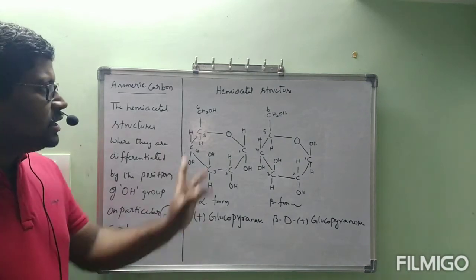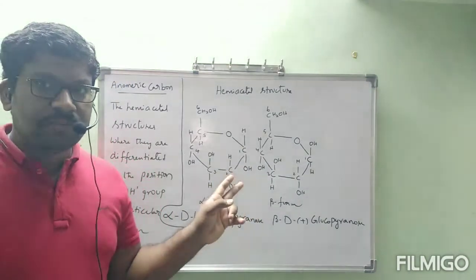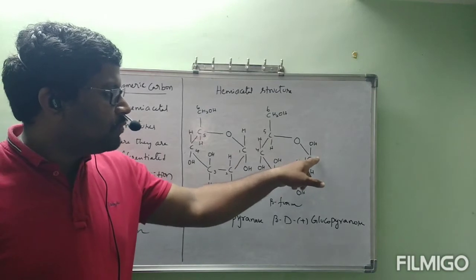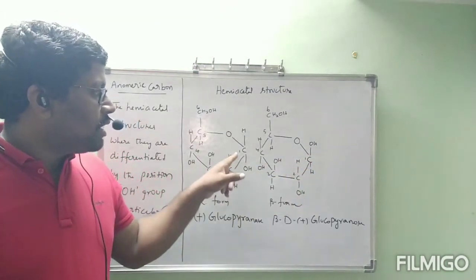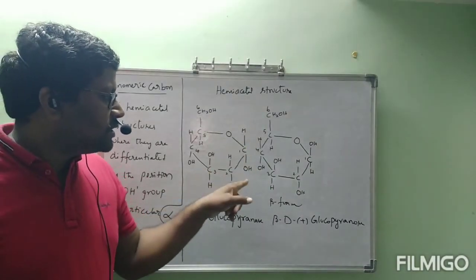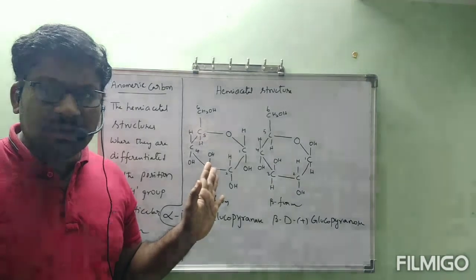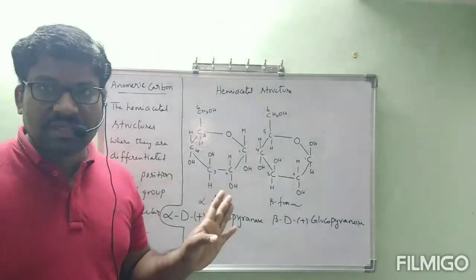Now, these glucose hemiacetal structures are differentiated by the position of the OH group. See, on the first carbon, here OH is above and H is below. Here on the first carbon, H is above and OH is below. The remaining structure is as it is. Correct or not? Only the first carbon's OH position is differentiated.